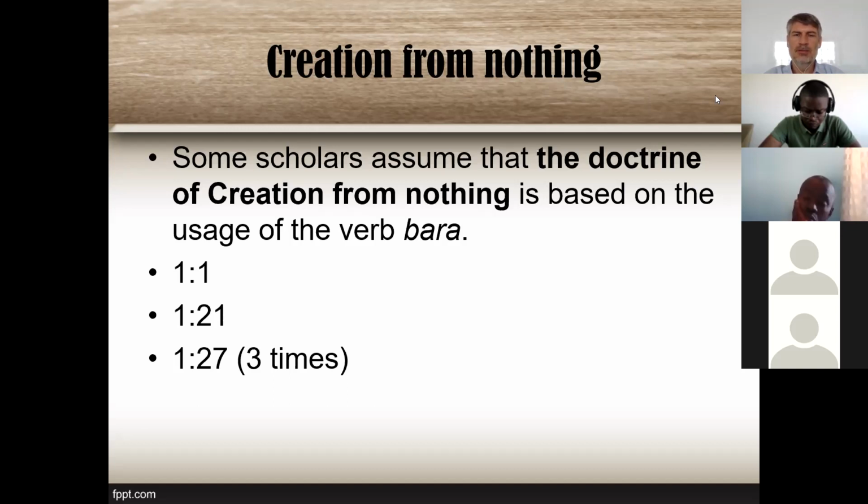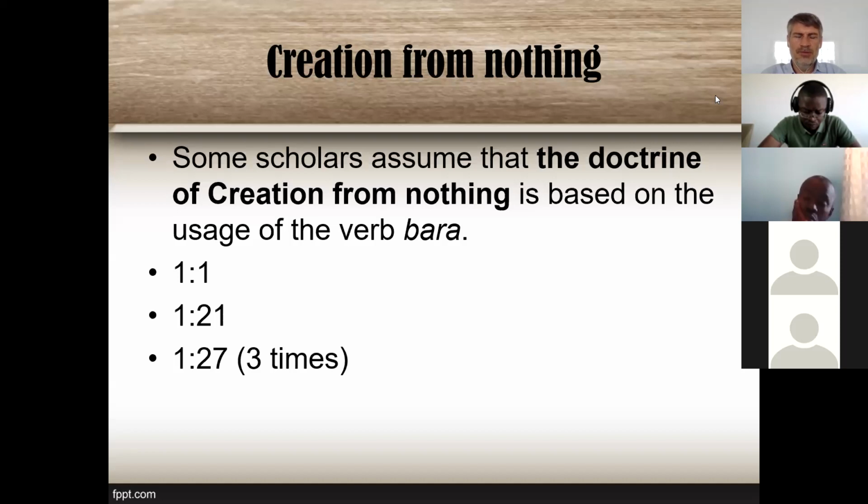Correct. Correct. So that is why we cannot say that the verb bara means creation from nothing. So we cannot build the doctrine of creation from nothing based on the usage of the verb bara. Okay, thank you.